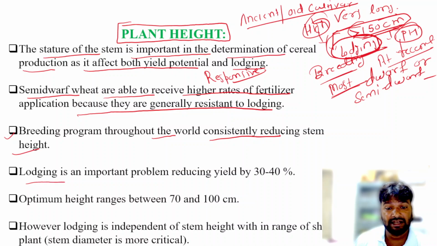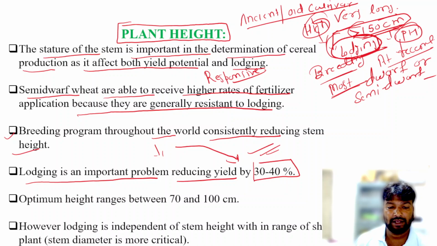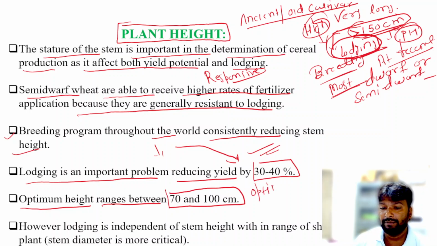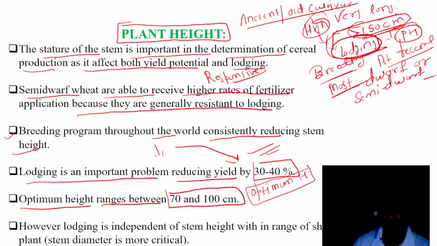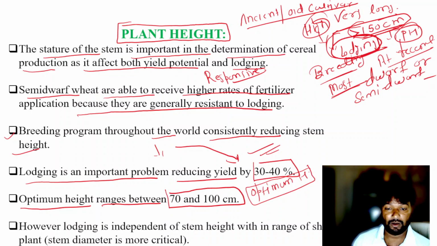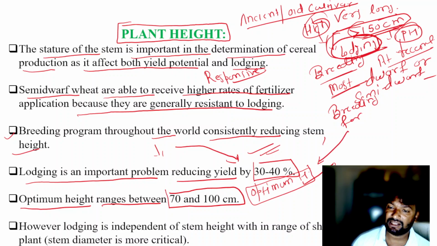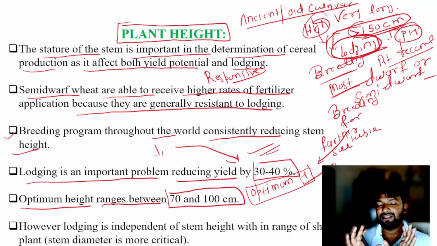Okay. And lodging is an important problem that reduces the yield by 30 to 40%, and reducing the plant height can improve this yield potential. Okay. So the optimum height in the modern varieties ranges between 70 to 100 centimeter. So friends, this is the optimum height. Okay. Now what happened? Breeding for reducing plant height further is not suitable because we already achieved the optimum plant height.